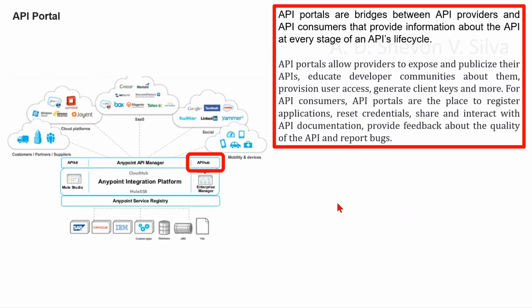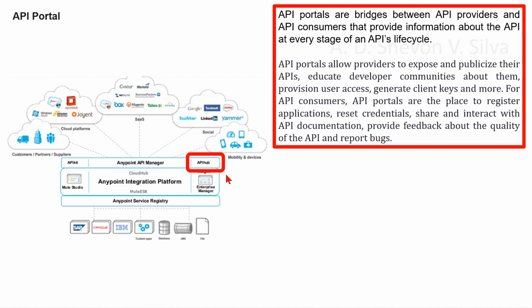Now we are focusing on API hub or API portal. API portals are bridges between API providers and API consumers that provide information about the API at every stage of an API's lifecycle. API portals allow providers to expose and publicize their APIs, educate developer communities about them, provision user access, generate client keys, and more.